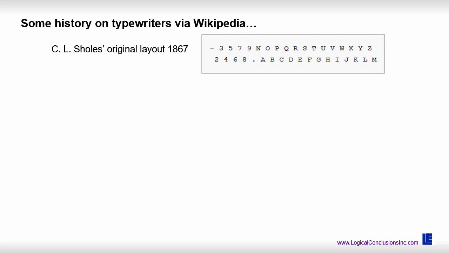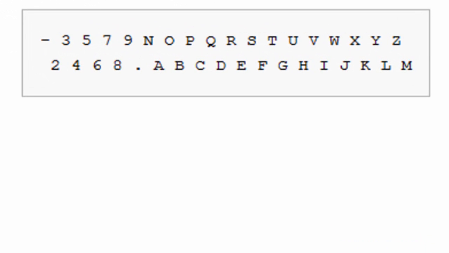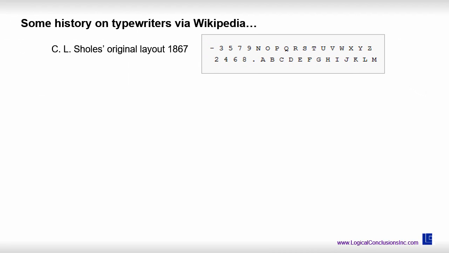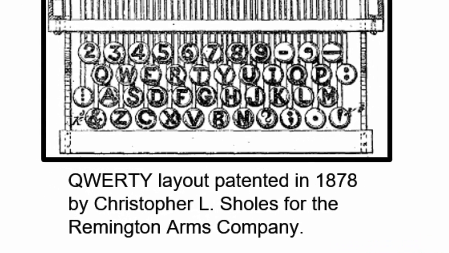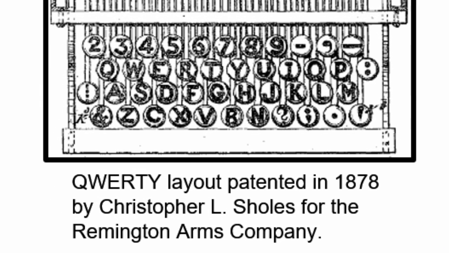Here's a little history on the typewriter layout from Wikipedia. If you wondered why the keyboard is not laid out in alphabetical order, as in A, B, C, D, etc., well, actually that was the original design. The story goes that Christopher Latham Scholes in 1867 did propose that design. He joined the Remington Arms Company, and they did some trials and found the problem of the keys jamming on the typewriter. So in 1876, the QWERTY layout was patented.